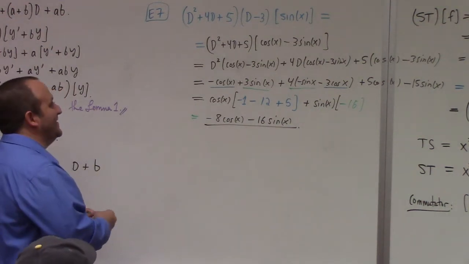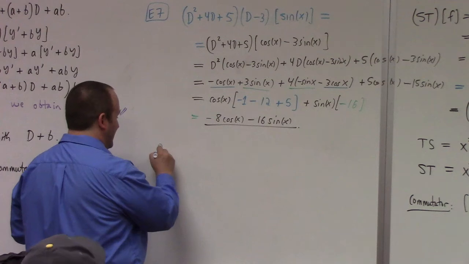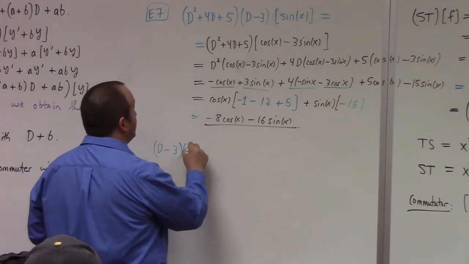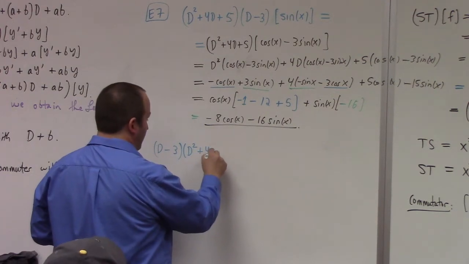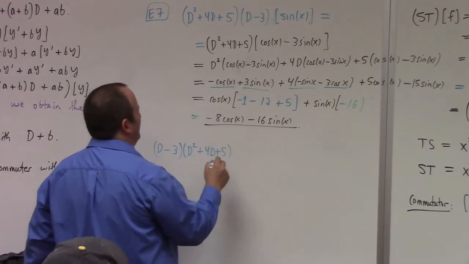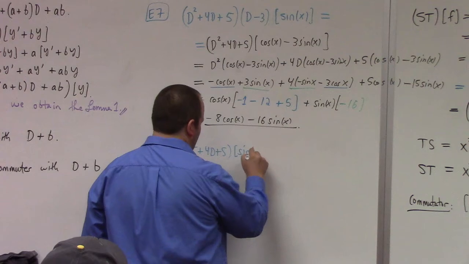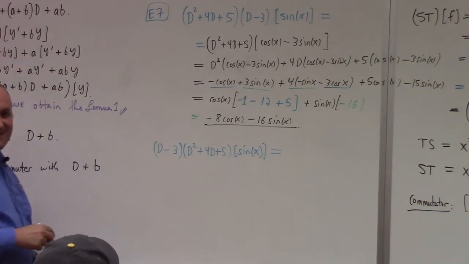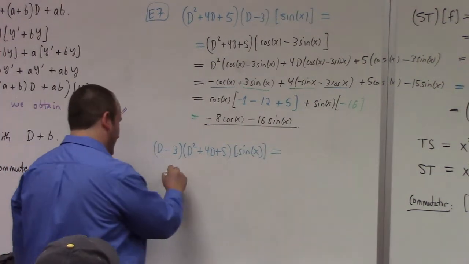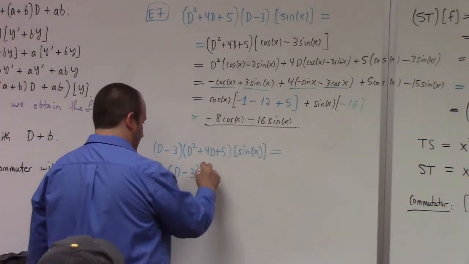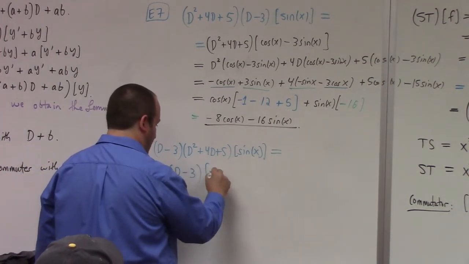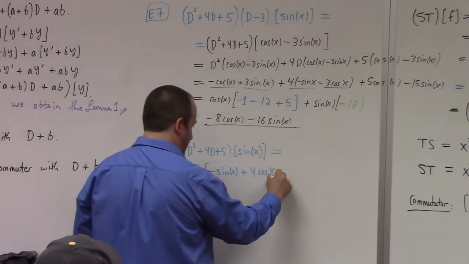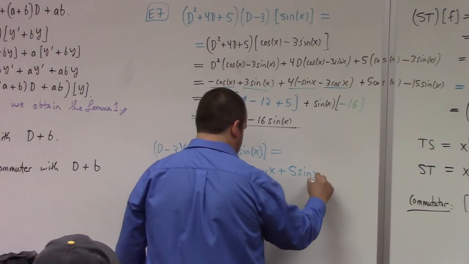As I planned. No, not entirely. D minus 3, but you got to get your hands dirty, otherwise you don't really understand things. D squared plus 4D plus 5. Why? If you work this out, let me just tell you, if you work this out, right? Fine, I'll do it. That's going to give me minus sine x plus 4 cosine x plus 5 sine x.